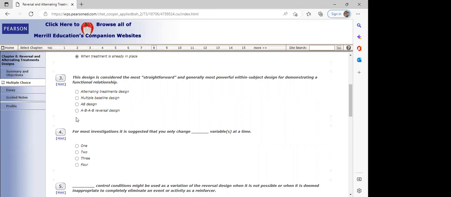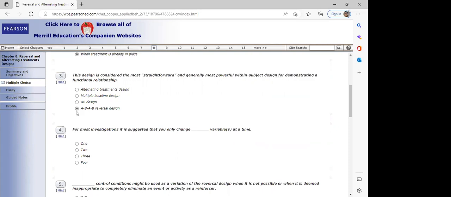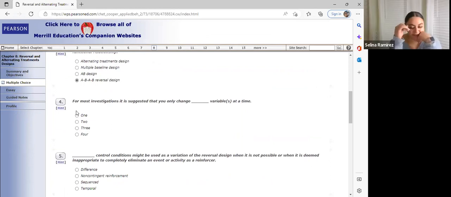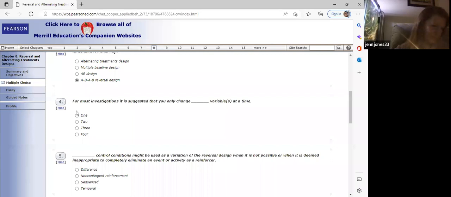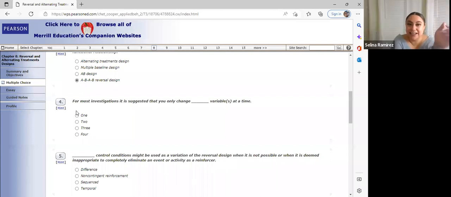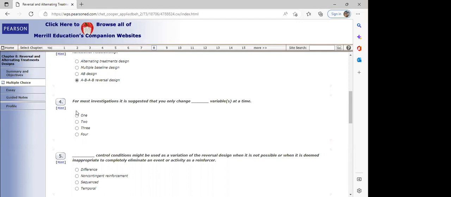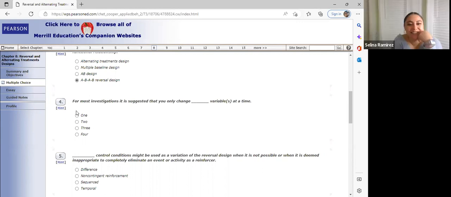Okay, it's on page 171. Yeah, I was just looking at that. It's on page 171. You see the way my brain did that though? I didn't have to look at the book. I just eliminated all the others and then found it. That's great. For most investigations, it is suggested that you only change blank variables at a time.